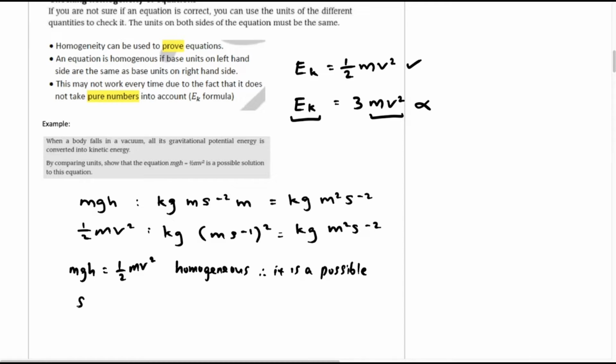You know, the unit must be the same. If the unit is not same, then for sure the equation is wrong. If the unit is the same, there is a chance for it to be the correct equation. Okay, so to know whether it is correct or not, we still need to do experiment to prove it. So this is about homogeneous. Now let's move on.